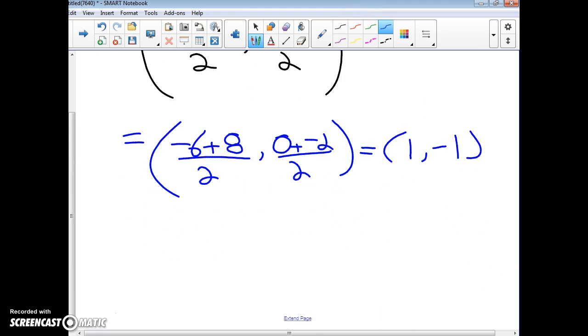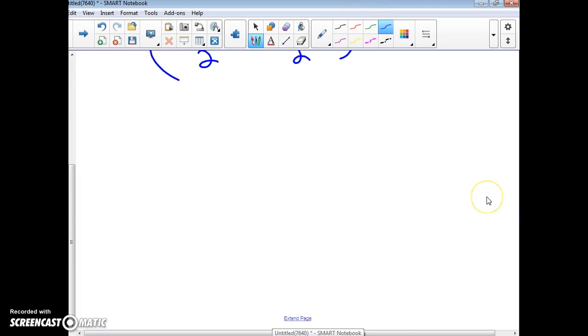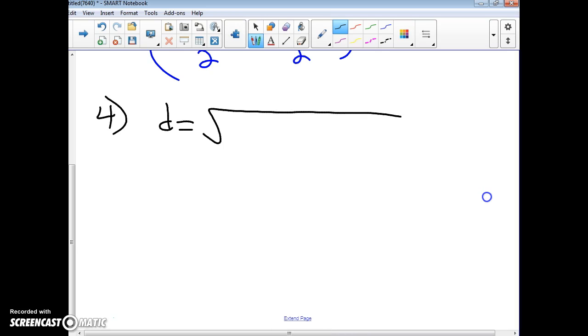Do some simplifying, and you wind up having the answer being 1, -1. Number 4. Number 4 is a straight distance problem. Starting out with the formula, the square root of y sub 2 minus y sub 1 squared plus x sub 2 minus x sub 1 squared.